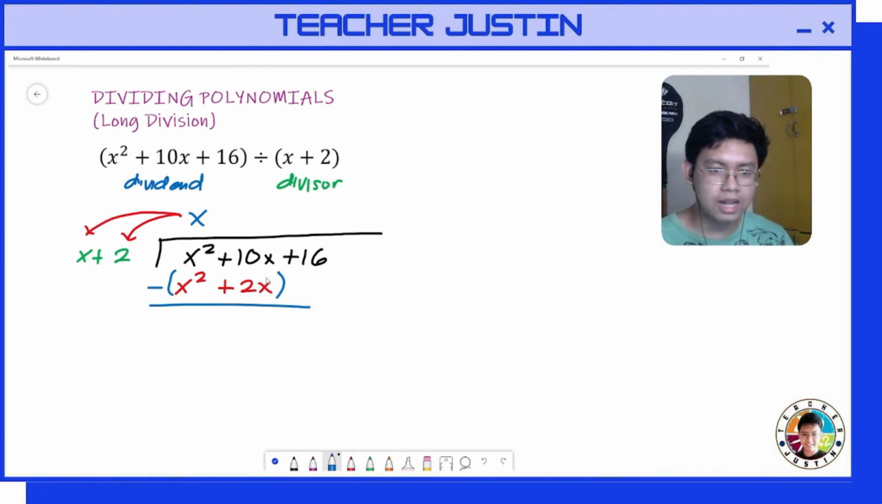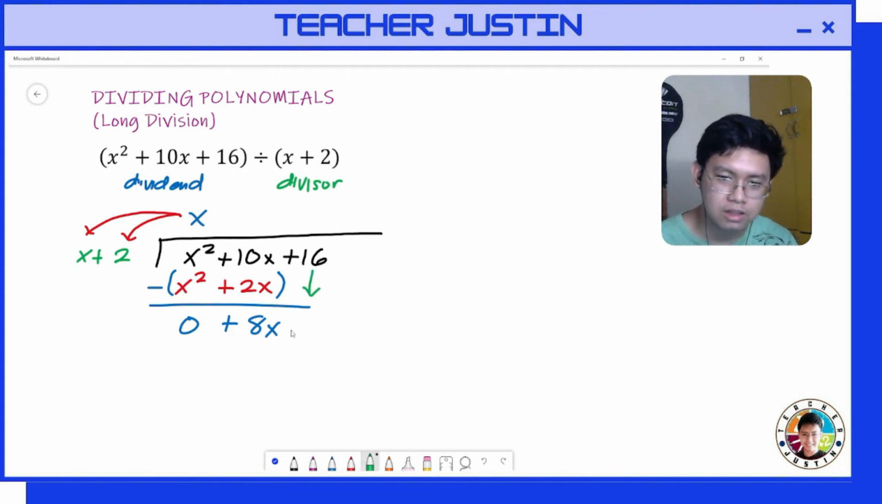And so, let's subtract. So, we will have x squared minus x squared is 0. 10x minus 2x, that will give us 8x. So, positive 8x. Then after, let's bring down positive 16. So, bring down positive 16.